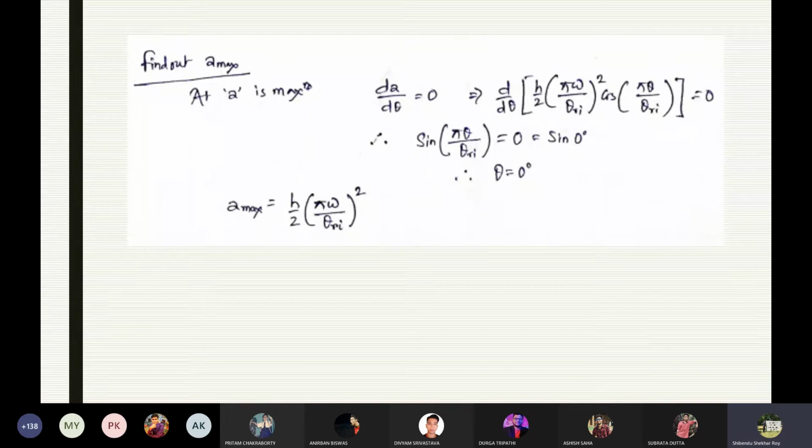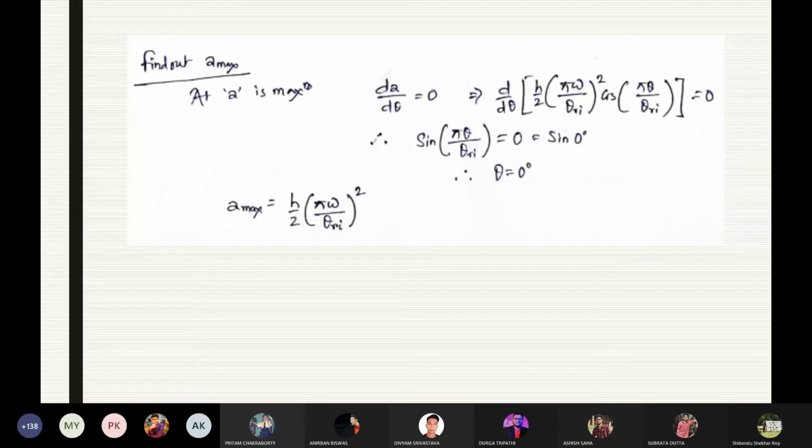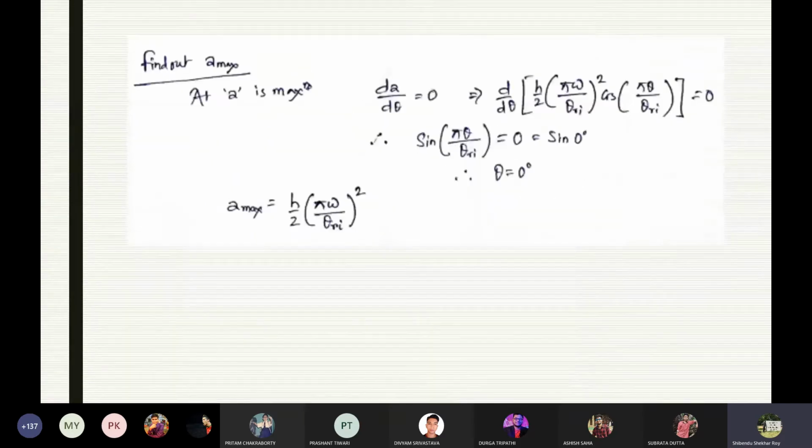And how much will it be? Put theta equal to 0 in your acceleration equation, cos 0 equals 1, then it will be h by 2 pi omega by θ_ri whole square. Clear? Yes, sir. So in this particular thing, you can see there is no abrupt change in acceleration. So it has some practical use for this particular curve, but there is a jerk at the initial point. Jerk is the time differentiation of the acceleration equation.